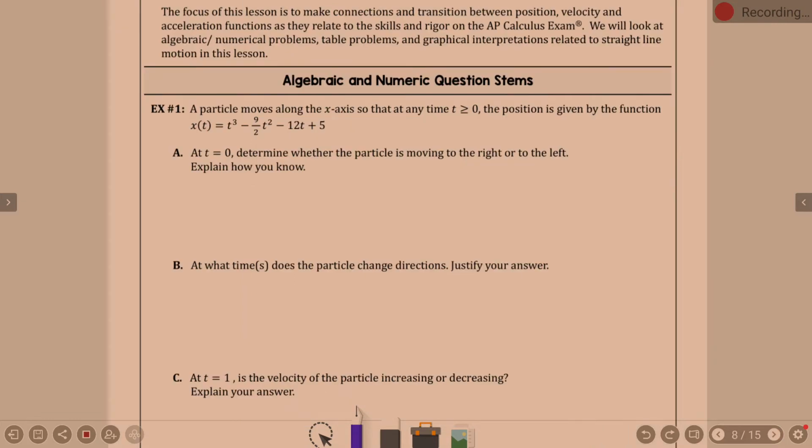So, our plan is to make the connections between position, velocity, and acceleration. We're going to look at this and work on our explanations and how they all connect. So, example 1. A particle moves along the x-axis so that at any time t greater than 0, so any positive time, the position is given by that. At t equals 0, determine whether the particle is moving right or left. What do we need to know?